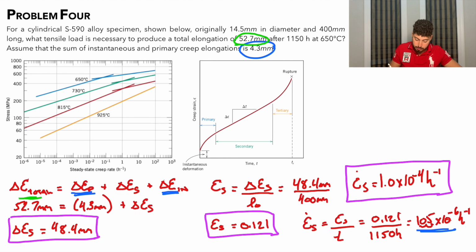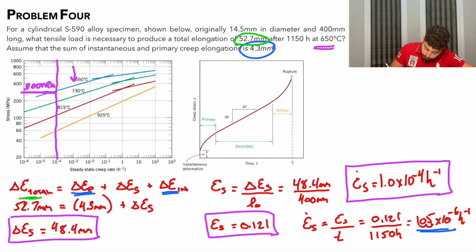So we're going to take this value, which is right here, and come up the graph all the way there. Now we need to determine the temperature at which it was conducted, so 650 degrees C. We find our line that corresponds to 650 degrees C, which is right here, come across, and we can read a value for our stress of 300 megapascals. So now that we have our stress, we can do force over area and calculate our force.